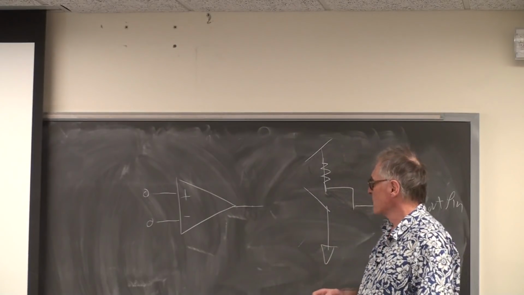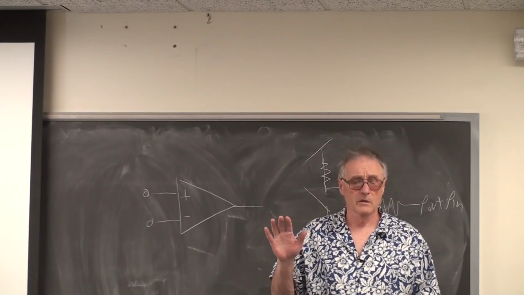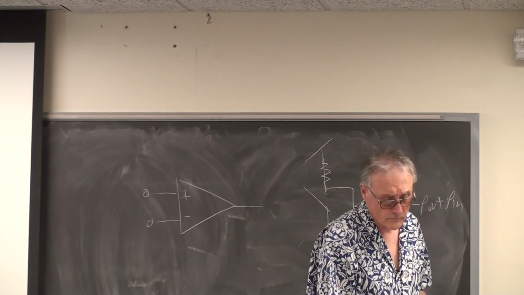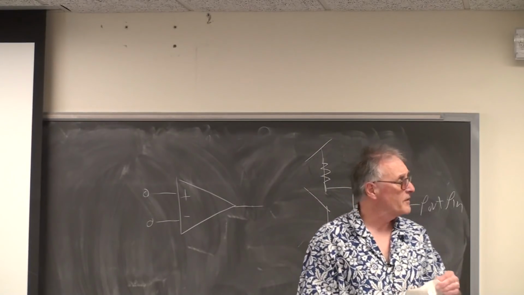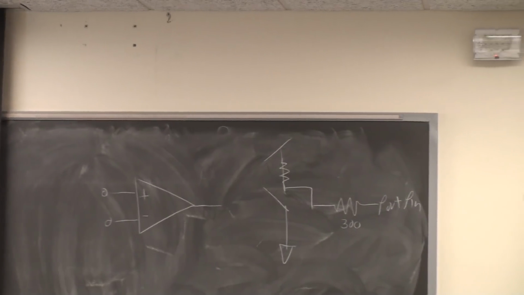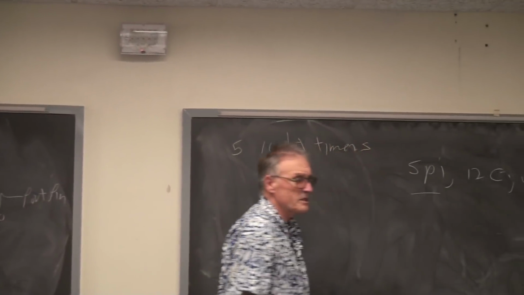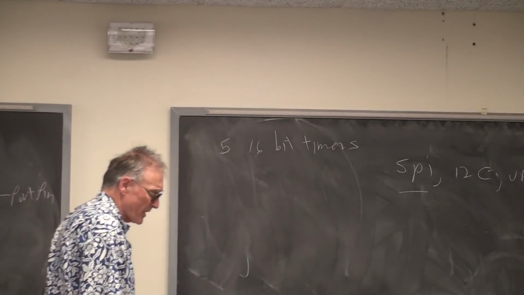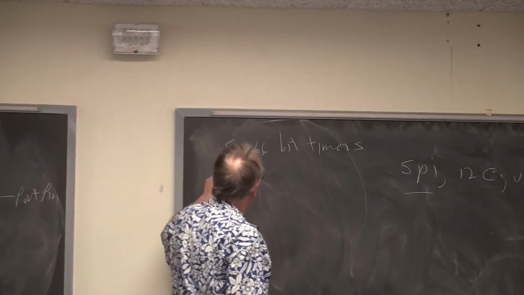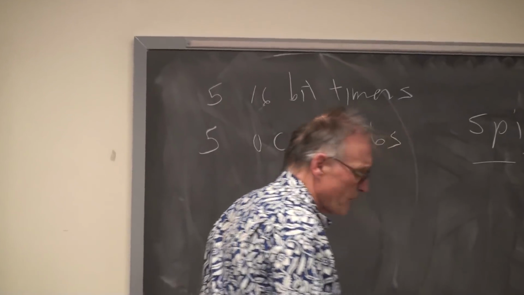There's 5 timers on this chip, 5 16-bit timers. One is being used by the threader. There's 5 output compare modules. What does that do?